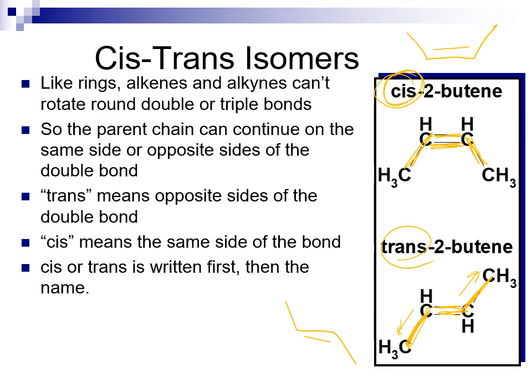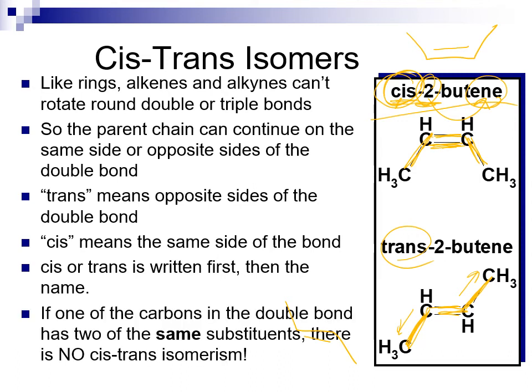So we write this right before we say the number. So again, the 2 tells us that we're dealing with a double bond on the second carbon. We're coming after the second carbon. Cis or trans is going to come right out front of that number. If one of the carbons in the double bond has 2 of the same substituents to it, then you don't need cis or trans in the naming.